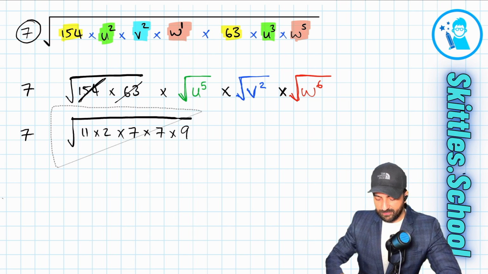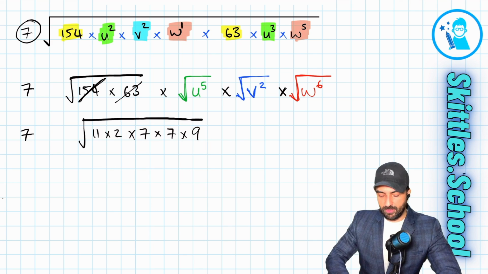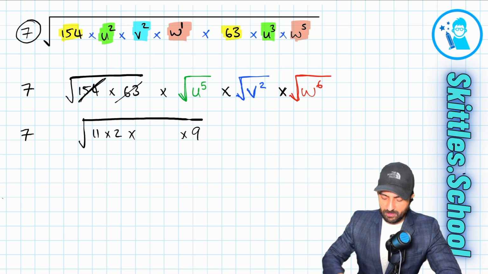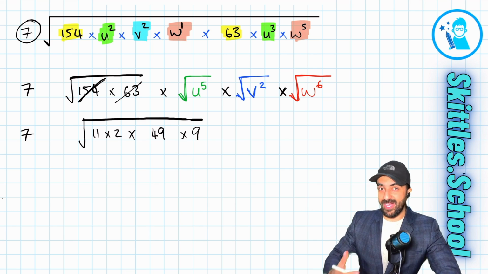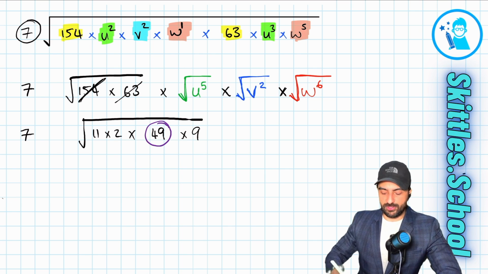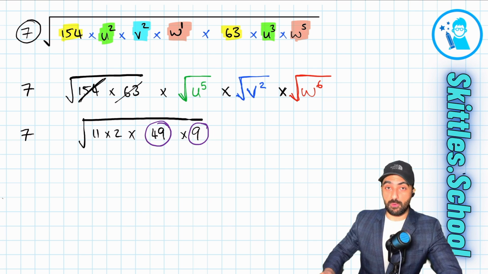Okay. Now, we can recognize that 7 times 7 is the same as saying 49. So I'm going to rub that out, and I'm going to write the number 49 in there. Now, can we apply the square root to any of those numbers? Well, we can't apply it to the 11. We can't apply it to the 2. But 49, we can square root the number 49. And the 9, we can square root that as well.